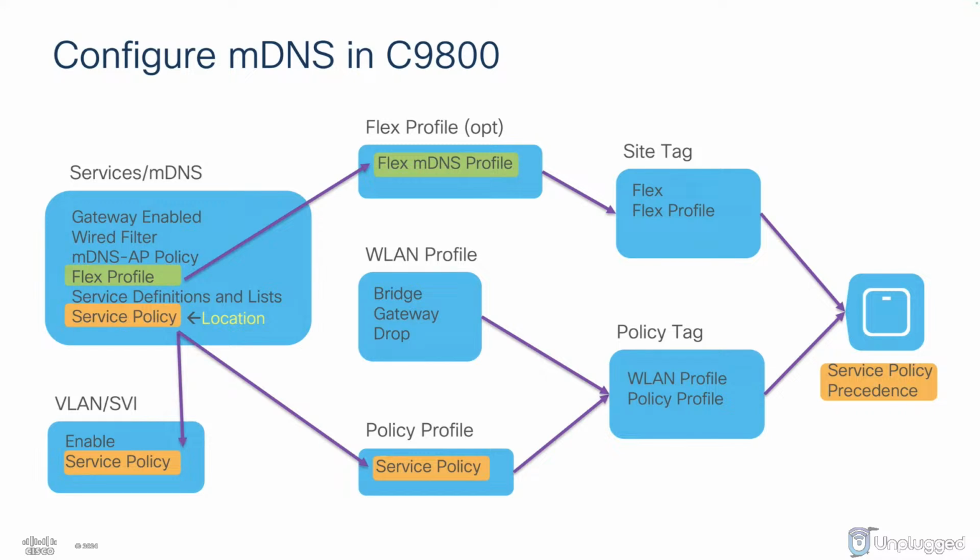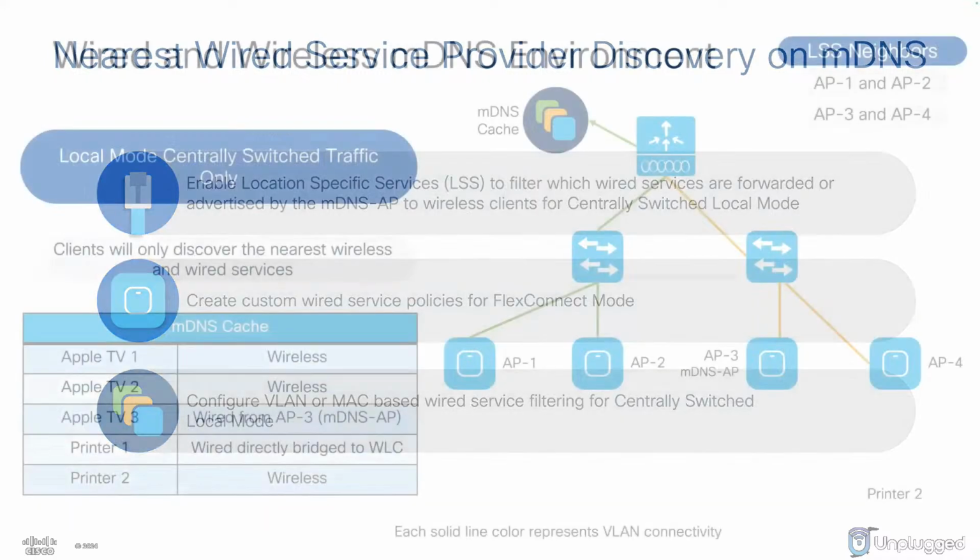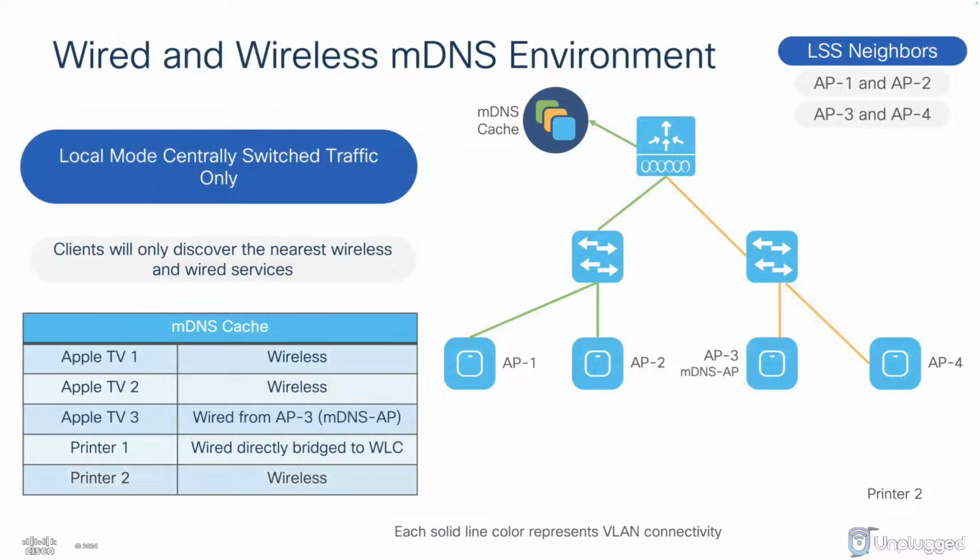It's really not. And I like to use this as my cheat sheet to make sure I've gone through the process. I'm going to skip ahead, and then we're going to come back at the end and go through the configuration example at the very end. But I just want to introduce one other thing. I won't have time to get into the custom wired services for FlexConnect, but basically we can filter at the interface with MAC addresses, VLANs, that kind of stuff for both controller and the FlexConnect AP. But this location-specific service for the mDNS-AP, I think, is important.